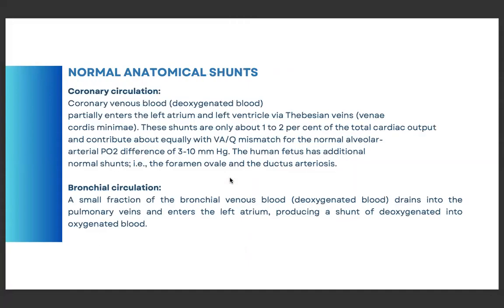Now for our last objective, we're going to be discussing normal anatomical shunts. Normally about 2% of the blood follows a slightly different pathway from what we're used to.